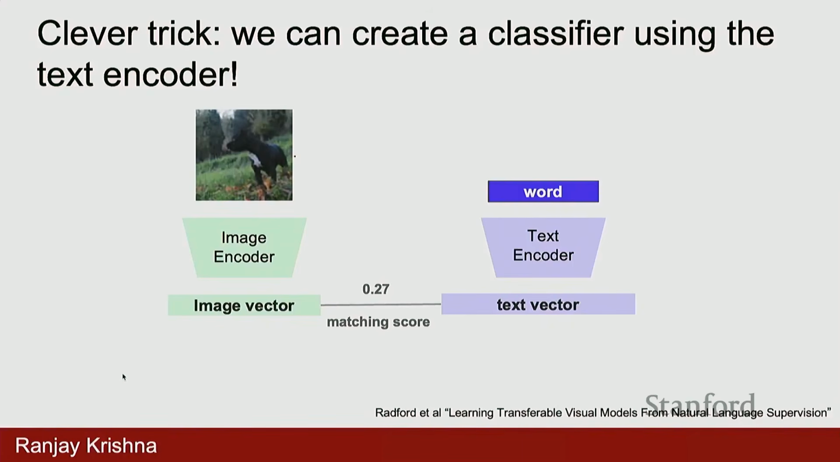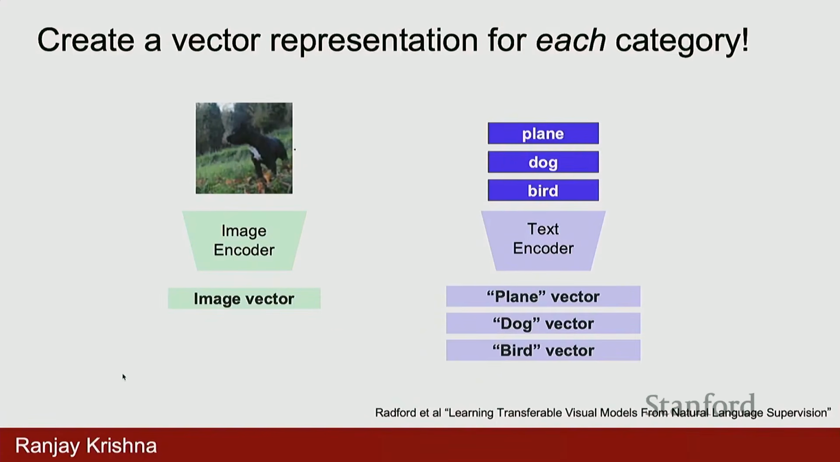And it works like this. So let's say you want to classify what this image is using a CLIP model, but you don't want to retrain this model or adapt it for any downstream task. What you can do is take the text encoder and pass in a word through that text encoder to create a text vector and use nearest neighbors to figure out what is the right classification. So the way this works is you take all the categories in your new data set. So for example, let's say your new data set contains the categories plane, dog, and bird. You're going to embed all of them in the text space to get a vector for plane, a vector for dog, and a vector for bird.